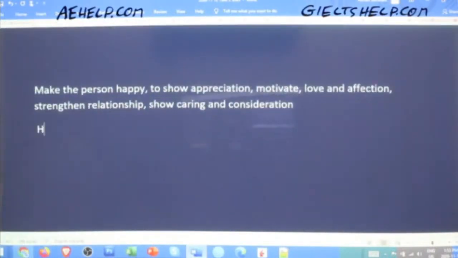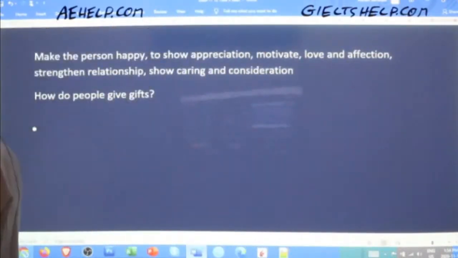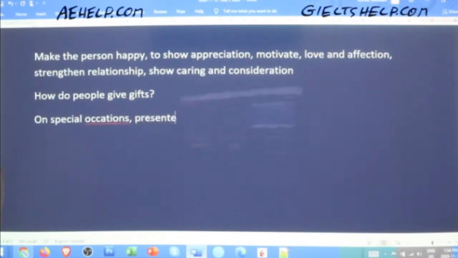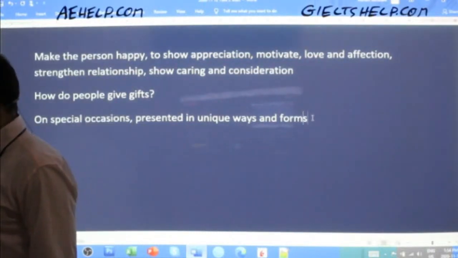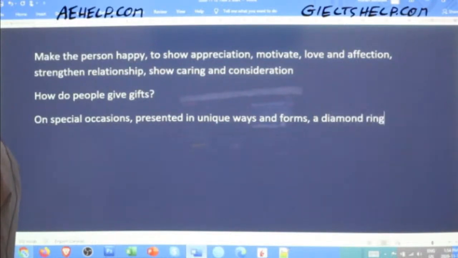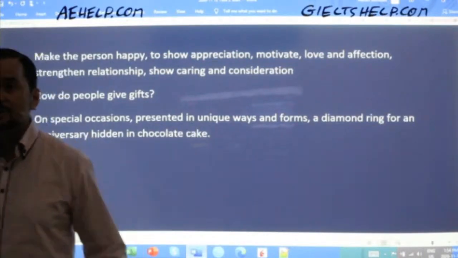All right, and then how do people give gifts? Okay, so there are many answers for this question of how do people give gifts. Some that you may think of are on special occasions, presented in unique ways and forms. Okay, so like giving cash, of course. Okay, so there are like a birthday, for example. Okay, a diamond ring for an anniversary hidden in chocolate cake. Okay, say something like that. Okay, so visualize it.